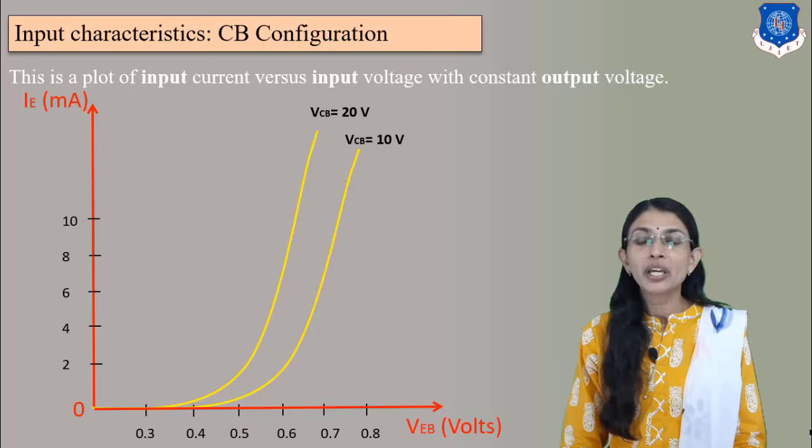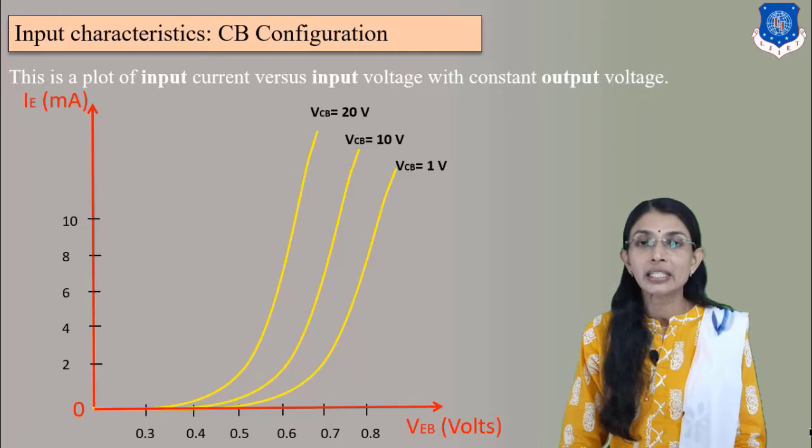So dear students, we have taken different values of the constant VCB, and we will get different graphs, as an example like this. I have taken three examples: VCB equal to 20 volt, VCB equal to 10 volt, and VCB equal to 1 volt. From this input characteristic, we can also define the input resistance.